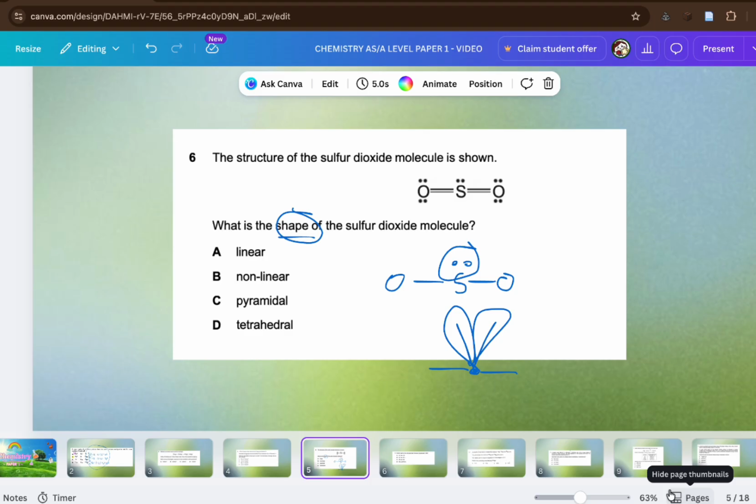You see here? Linear is not a bent or V shape. It's a straight line, so automatically it's wrong. Pyramidal and tetrahedral don't have a bent shape either. They have four lines in the shape over here. So automatically it's not pyramidal or tetrahedral. The option we are left with is non-linear.